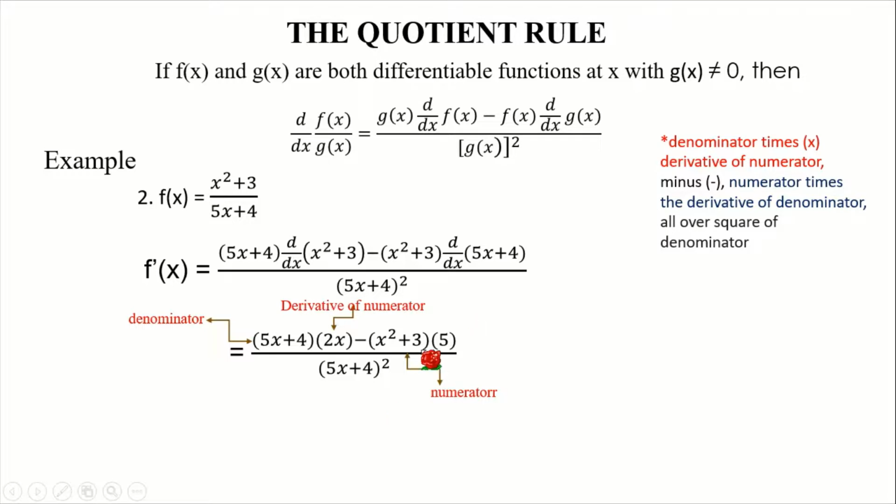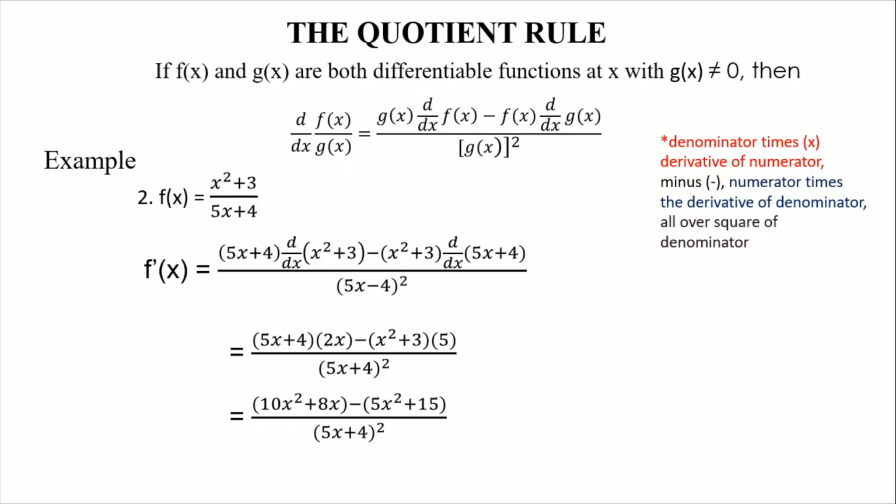So, ganun din ito, sa x squared plus 3 ang galing sa numerator and this one is the derivative ng ating denominator. Right? So, multiply na natin ito and multiply natin ito. So, 5x times 2x, that is 10x squared. 4 times 2x, that is 8x. Alright, then x squared times 5, that is 5x squared. 3 times 5, that is 15, all over the square of 5x plus 4.